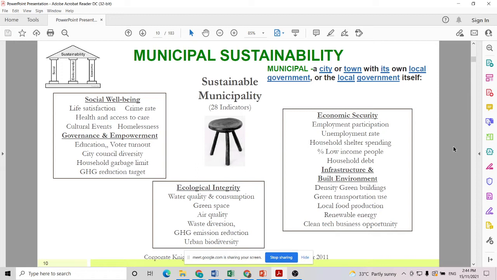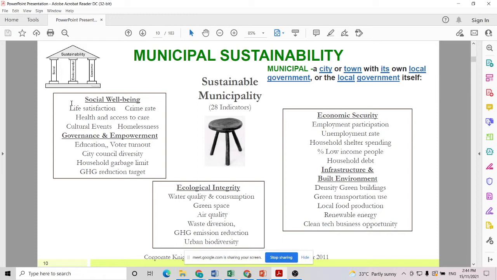So when we talk about municipal sustainability, this is the thing to be considered, such as your social well-being, governance and empowerment. This empowerment includes unemployment, the employment rate, education, and also diversity. Then ecological integrity, that includes your water quality, green space, air quality, and waste.